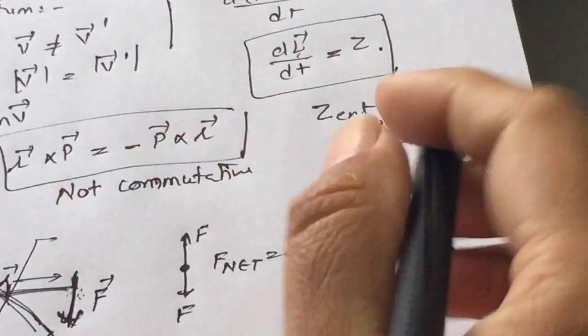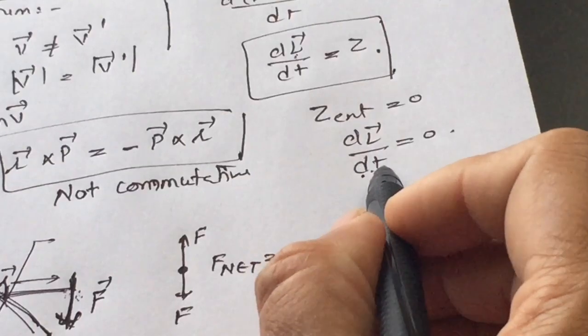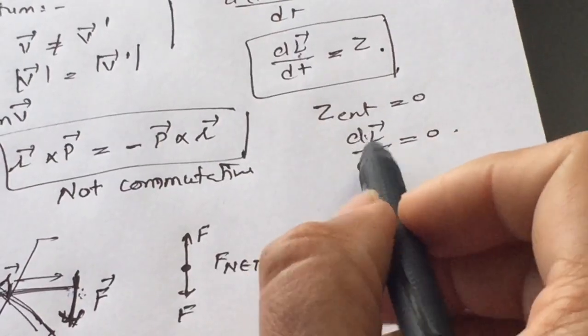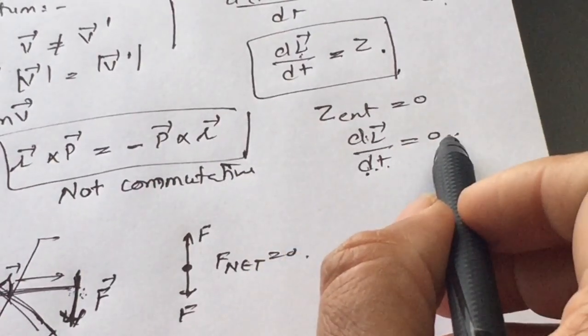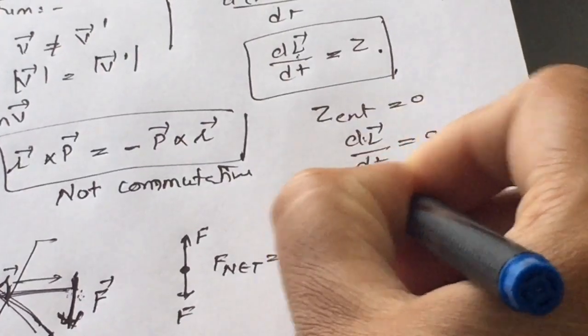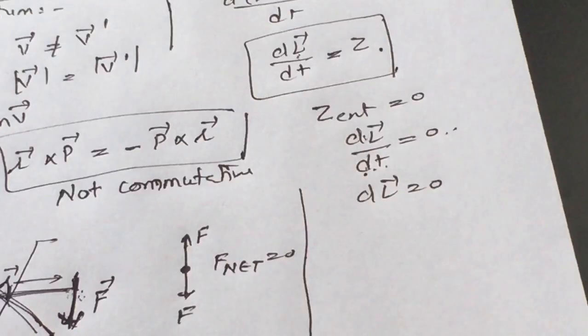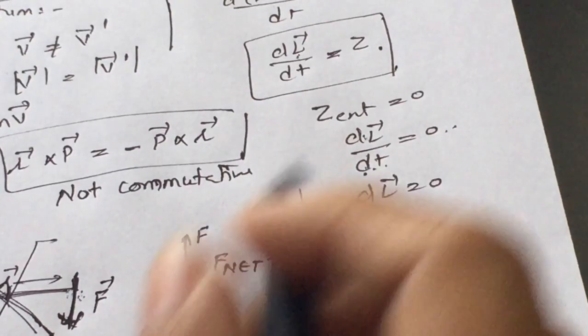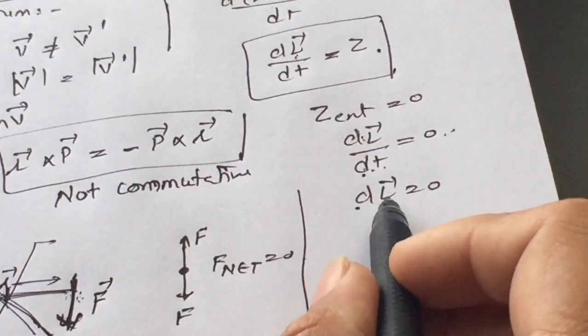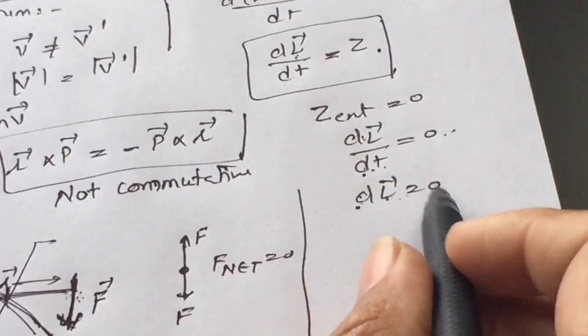It means time is not infinity here, the time interval is not infinity. This quantity may be 0 only when dL is equal to 0. If we make dL equal to 0, it means there is no change. d represents the change in the angular momentum. It means there is no change.